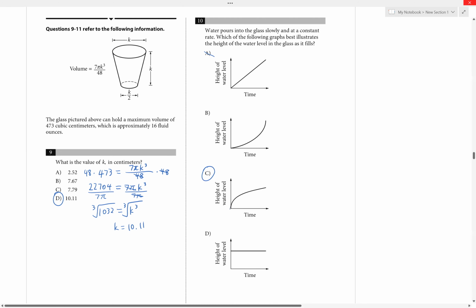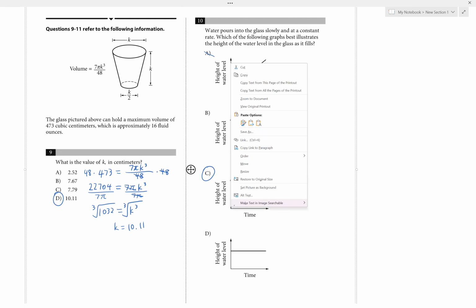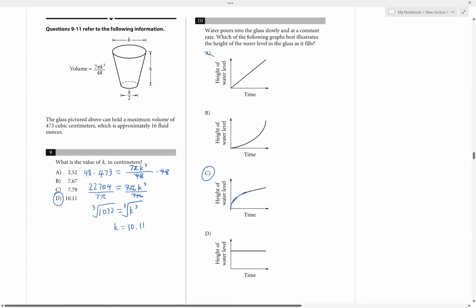It starts out faster, and then later on it slows down as we go towards the end. So for this one, the correct answer should be letter C. It's not letter D because we're adding water, so the water level won't stay the same. And it's not B because B is the opposite: slower initially and faster later. That's not true. So for number 10, our best answer is letter C.